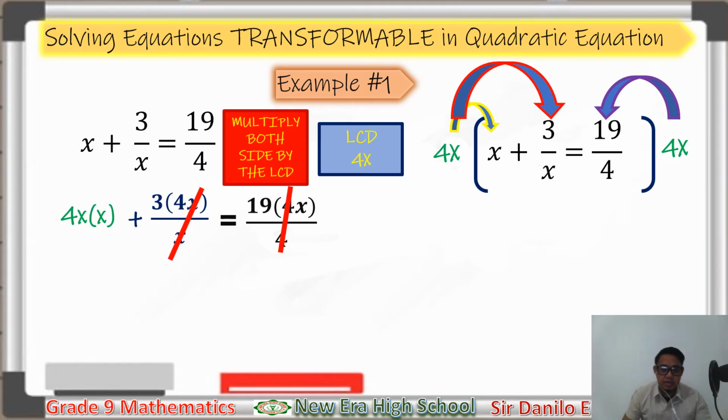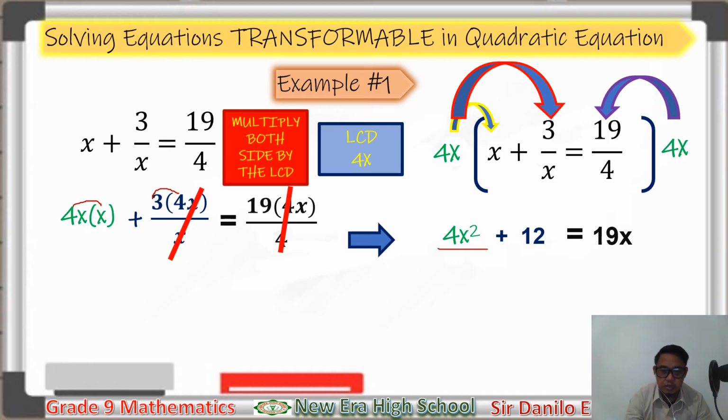Okay? Yung cancellation natin yan, that's equal to 1, x divided by x is 1. So, 3 times 4 na lang. And then, 19 times x. So, let's multiply. This will be equal to 4x. So you have here 4x times x, that's equal to 4x squared. Okay. And then this one, 3 times 4, I think you know the answer to that. That's 12. Then equals 19 times x na lang is 19x. Okay. So 19x. So let's continue.